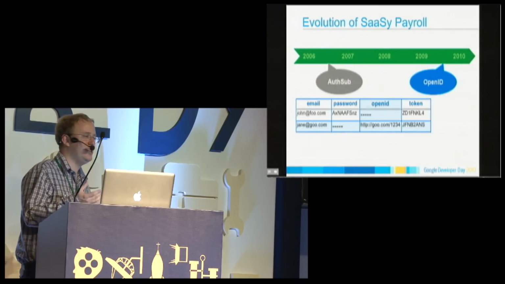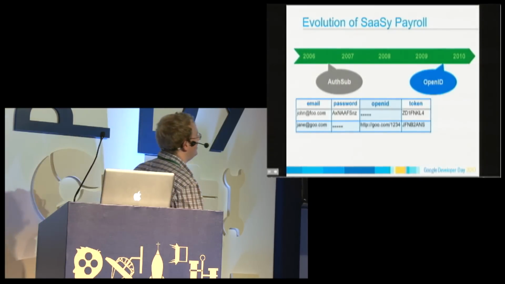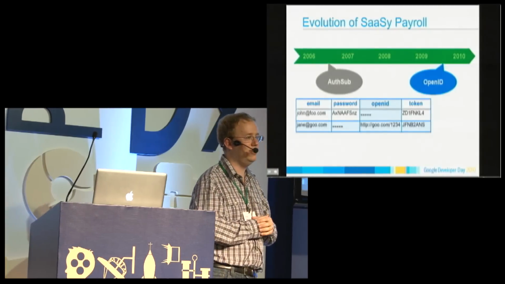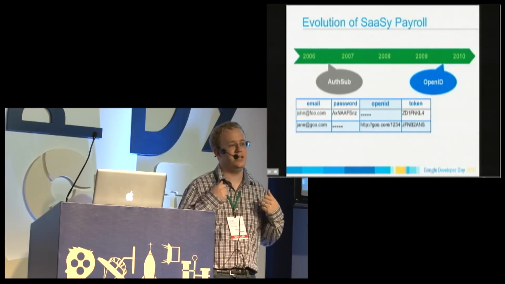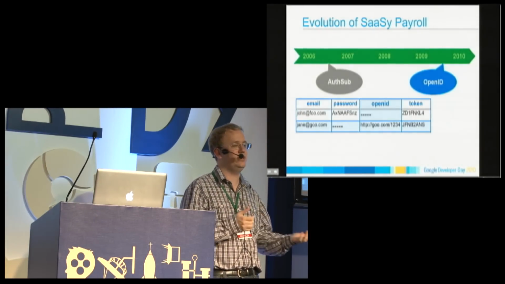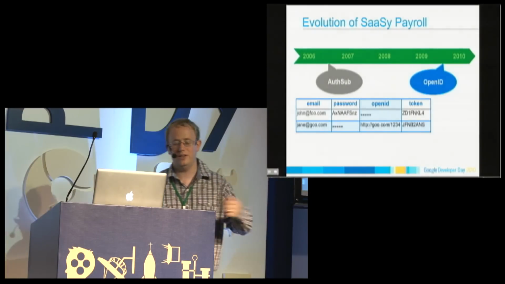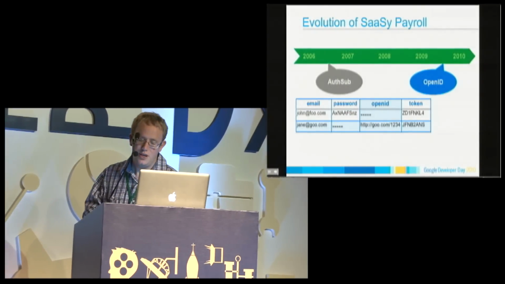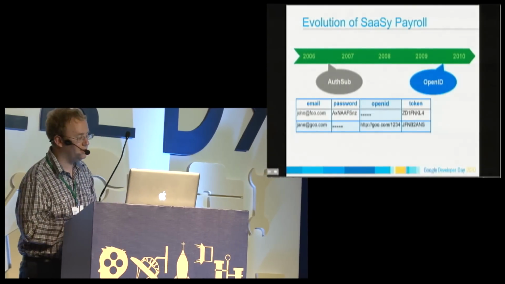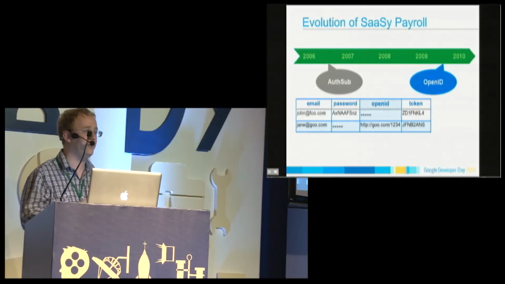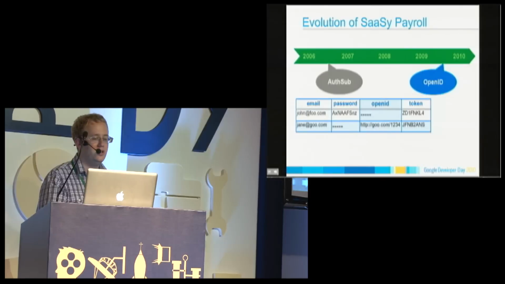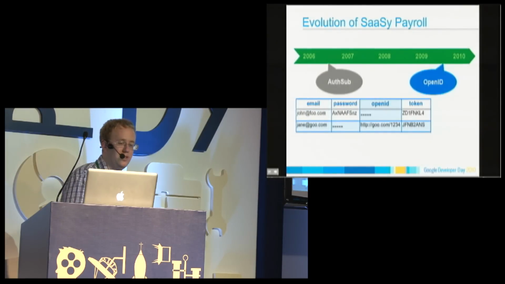So then the users kept on complaining. You've made it really easy for me to integrate with my calendar, but why do I need to create another username and password every time I access my payroll? Why do I need to keep logging in? And so with launching OpenID in 2009, Google made it easy for the SASE payroll application to actually log users in with their existing Google accounts.